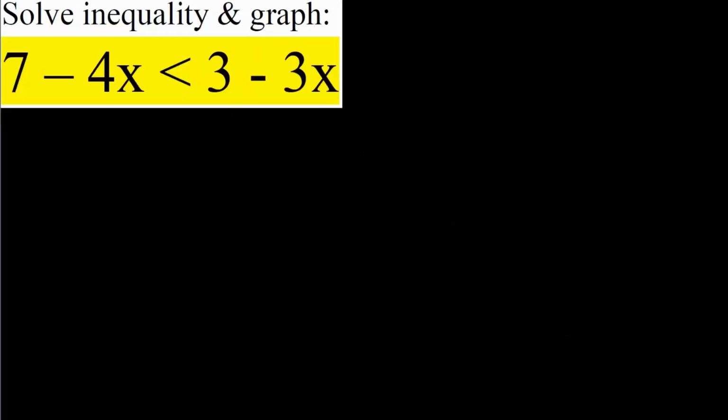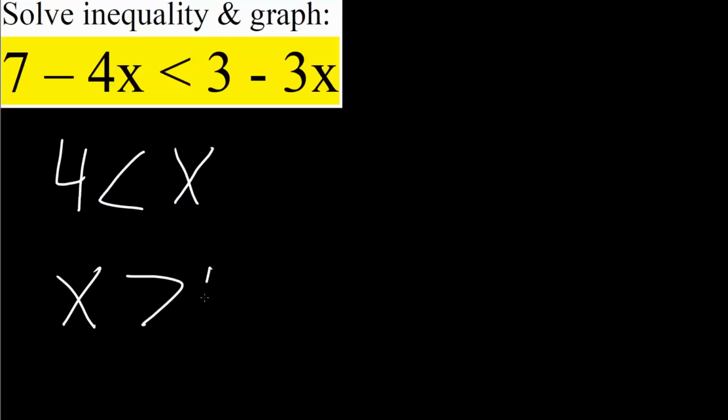Now in the third problem, we have x on both sides. We do something very, very similar. We could say 7 minus 3. So 7 minus 3 would be 4. We could say plus 4x, plus 4x. So 4 is less than, so -3x plus 4x would be x. And so we can rearrange and say that x is greater than 4.